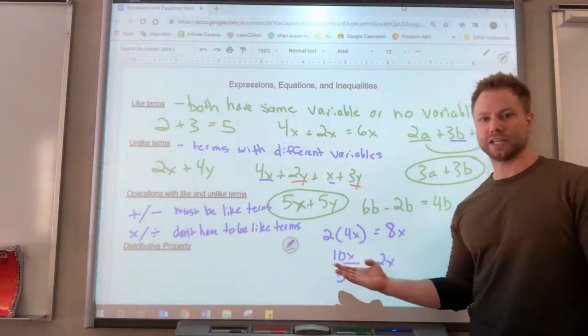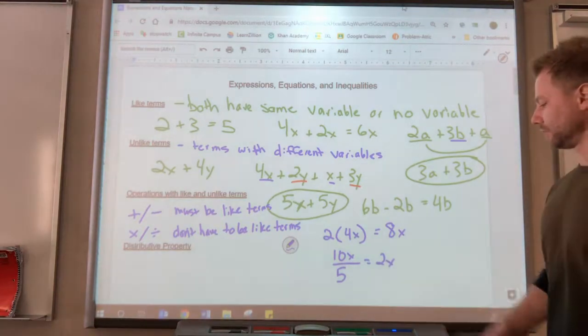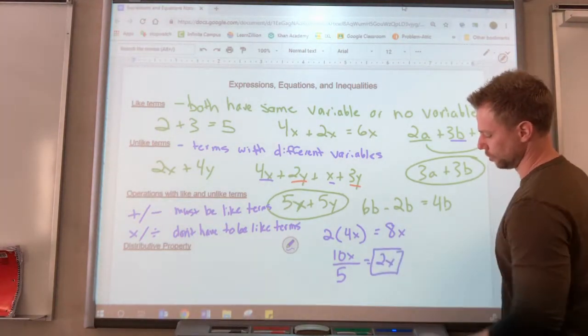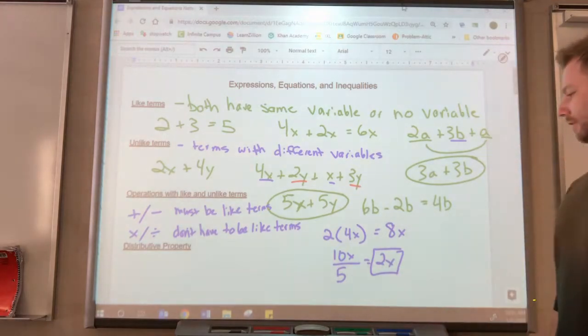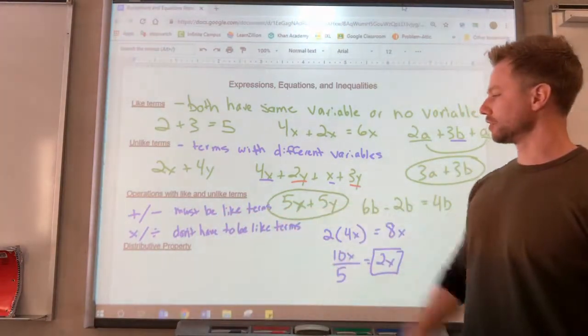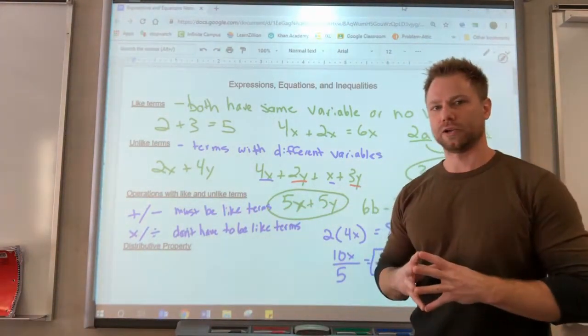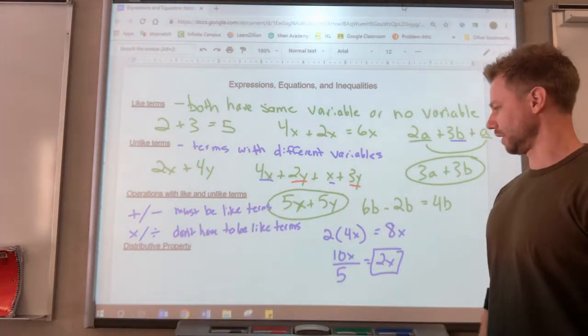Because again, you're just taking 10 x's and putting them in groups of 5. Well, how many groups of 5 would there be? There would be 2 groups of 5, so it would just be 2x. Okay? So the key is remembering adding and subtracting, they must be like terms in order to simplify, in order to combine them together. Multiplying and dividing, they do not have to be like terms.